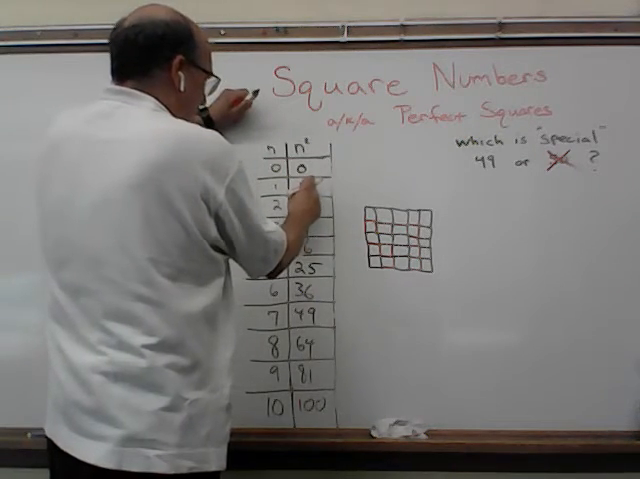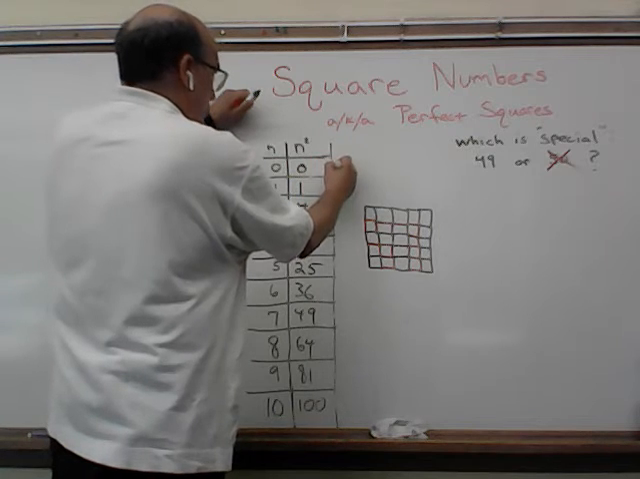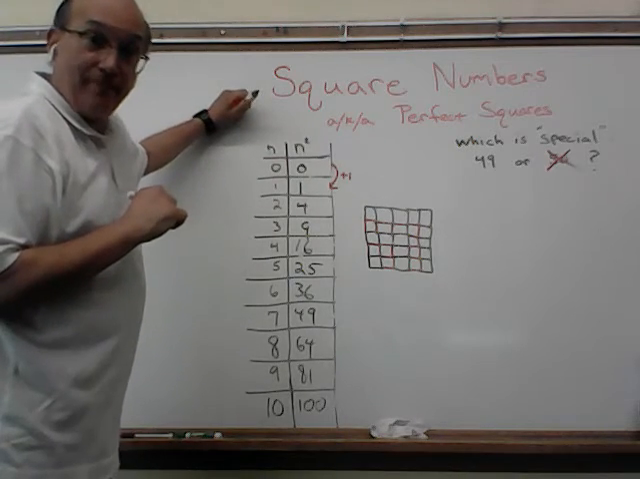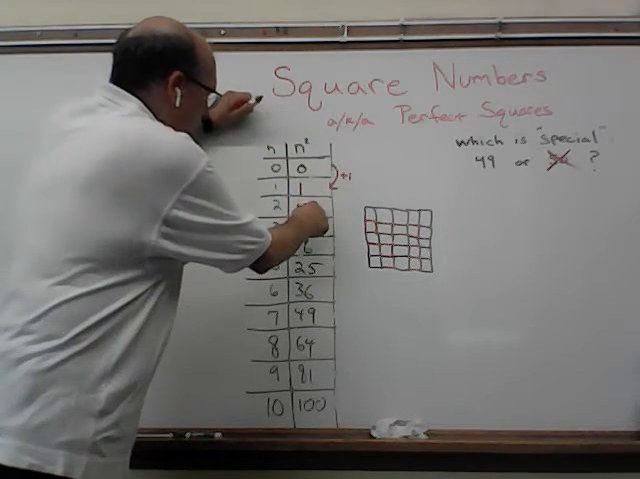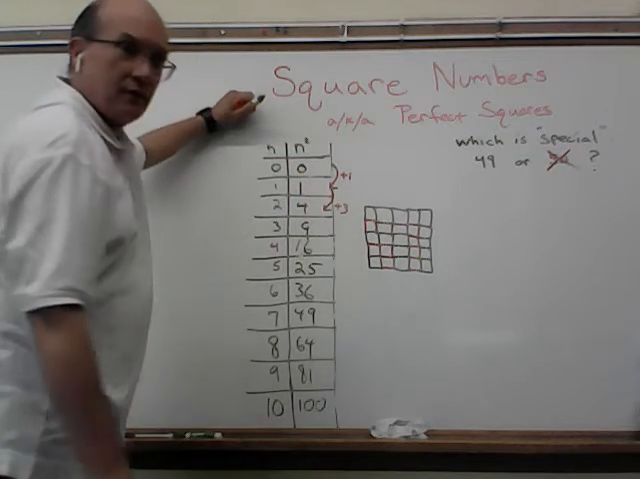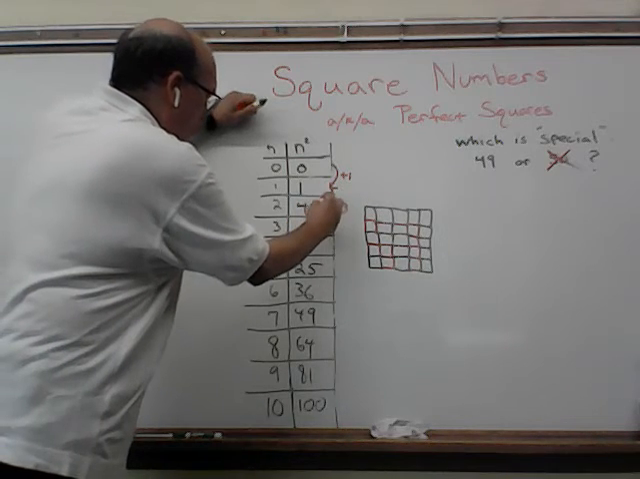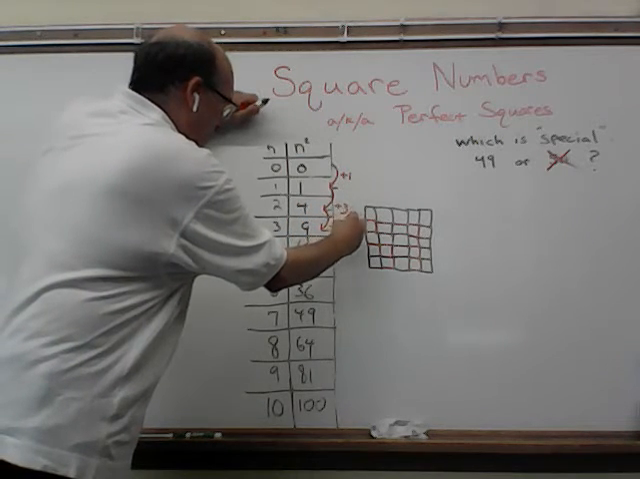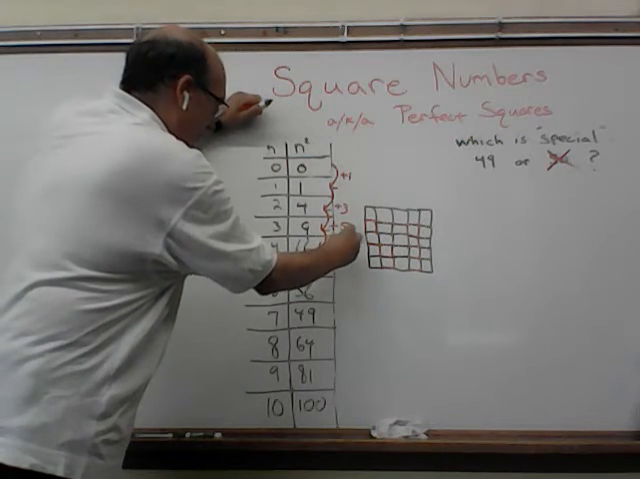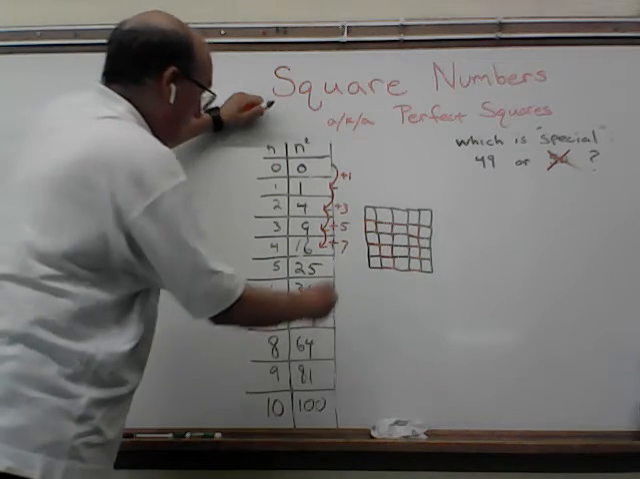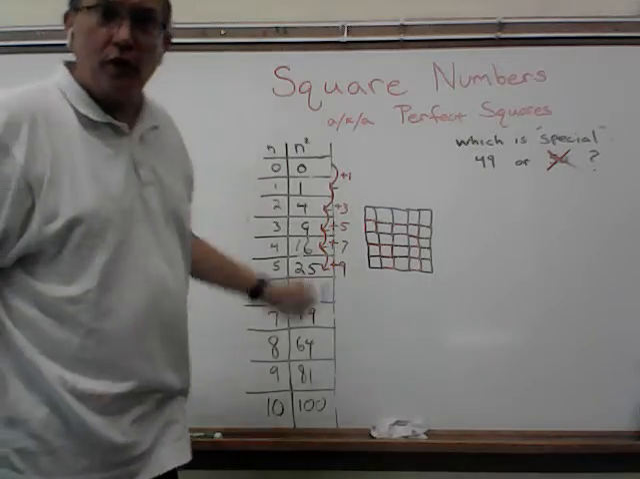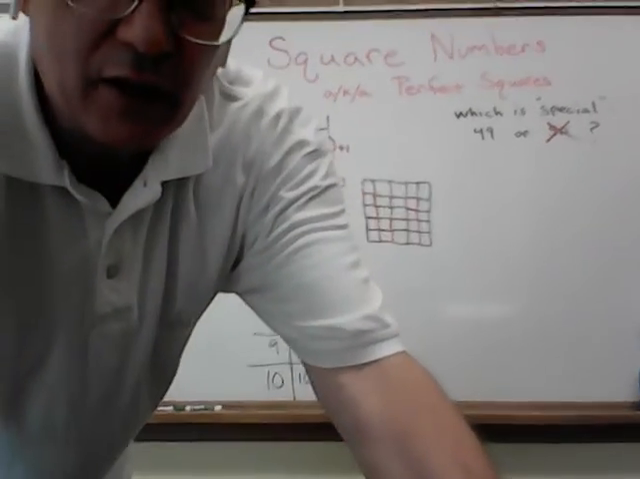Let's start with 0. When you go from 0 to 1 here, you're adding 1. When you go from this 1 to this 4, what are you adding? You're adding 3. When you go from 4 to 9, notice a pattern. You're adding 5. When you go from 9 to 16, what are you adding? 7. And when you go from 16 to 25, you are, of course, adding 9. Make sure you agree with all of those addition facts there.